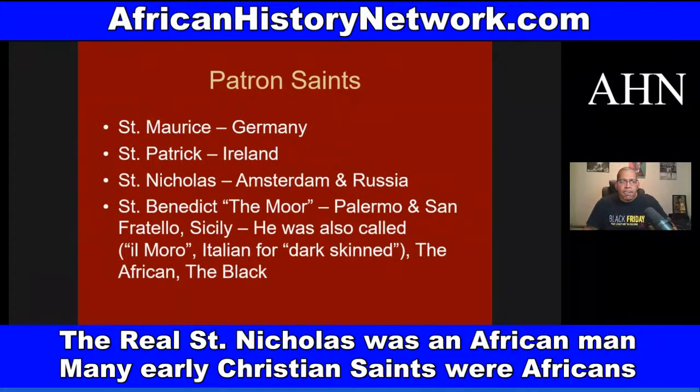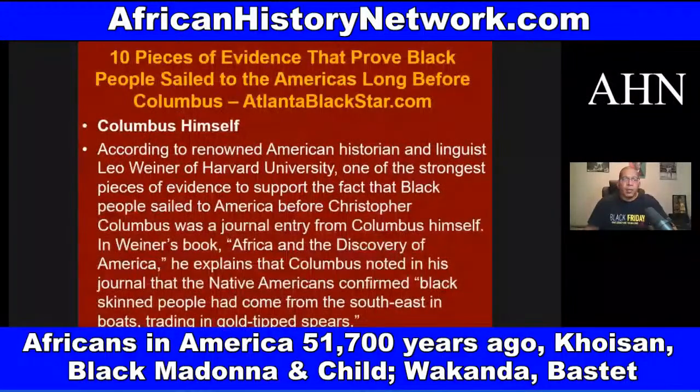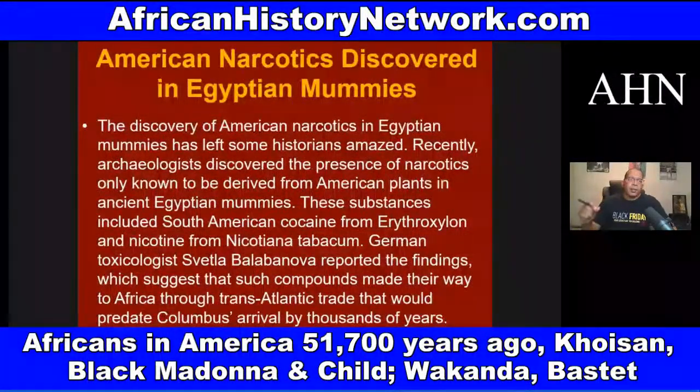All right, so these are just a few things that we deal with in the class. We look at things like evidence that proves that African people sailed to the Americas long before Columbus. We know that there were American narcotics discovered in Egyptian mummies. The discovery of American narcotics in Egyptian mummies has left some historians amazed. Recently, archaeologists discovered the presence of narcotics only known to be derived from American plants in ancient Egyptian mummies.